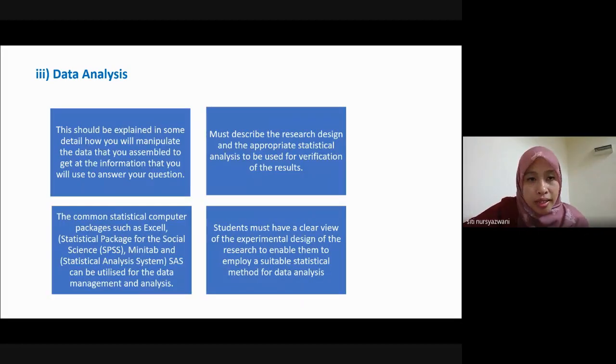Okay, so data analysis ni, you should explain in some detail how you will manipulate the data you assemble to get the information that you will use to answer your question, and must describe the research design and the appropriate statistical analysis. Ni penting, statistical analysis perlu ada, to be used for the verification of your results. So the common statistical analysis yang digunakan adalah basic Excel. Okay, very basic lah.